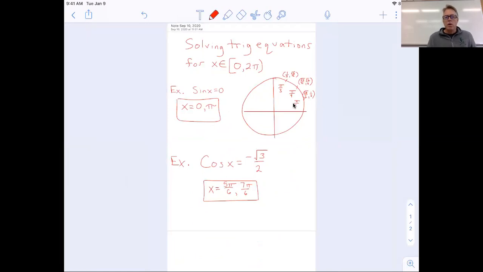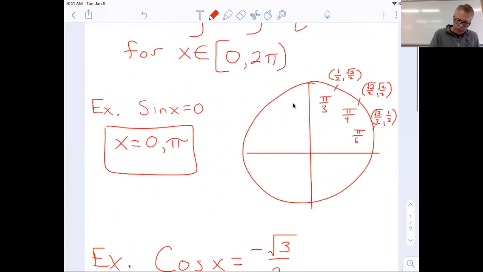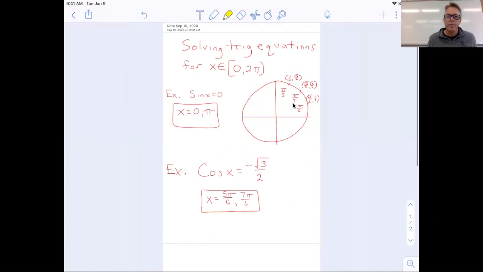So that's where, and you can kind of check it, what is the cosine of 5 pi over 6? It's going to be negative root 3 over 2. What's the cosine of 7 pi over 6? It's going to be negative root 3 over 2. All right. Any questions so far?